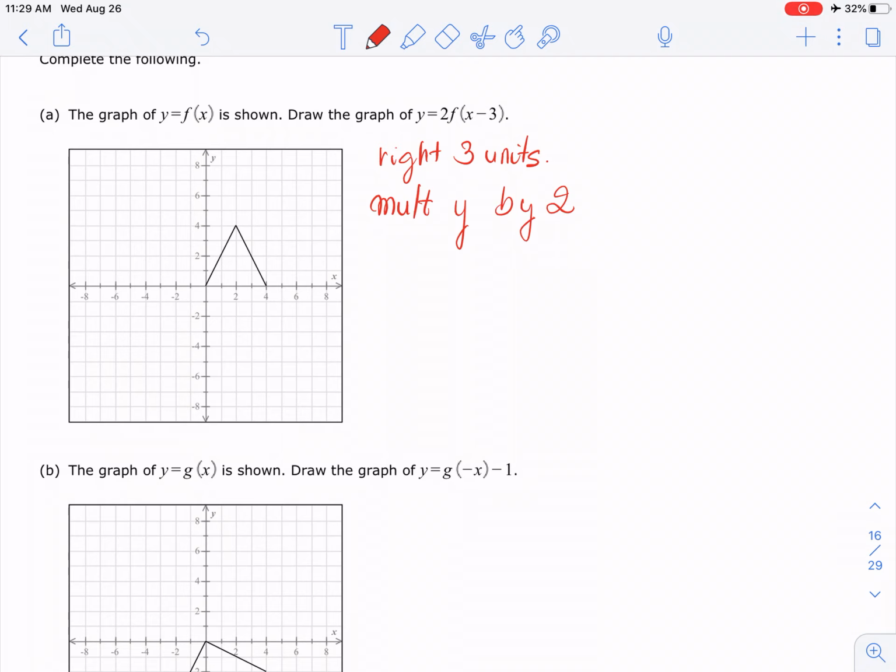So from here, you move 3 units. 1, 2, 3. You multiply y by 0 because y is 0 here, so you still get the same thing. Okay, how about this point right here? So this point we move to the right, 1, 2, 3. And then you multiply 4 by 2, so you get 8. This one, you just move to the right 3. 1, 2, 3. There you have it.